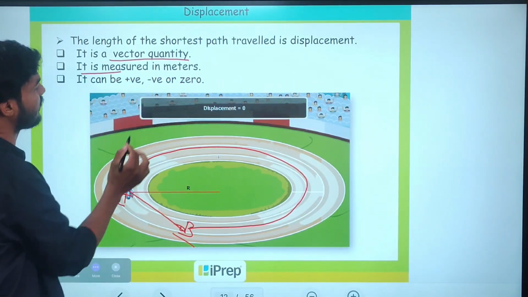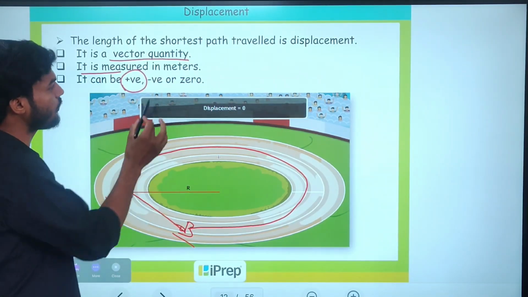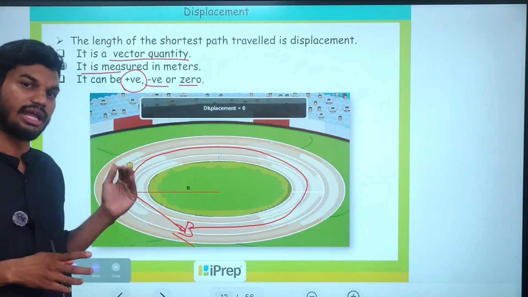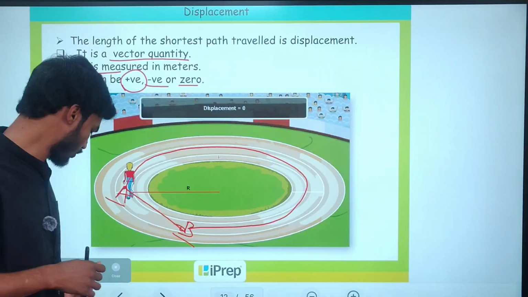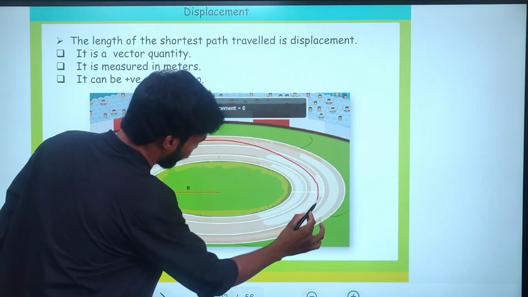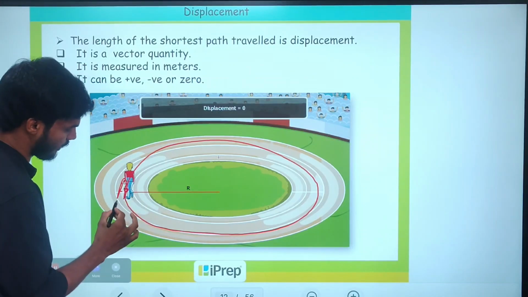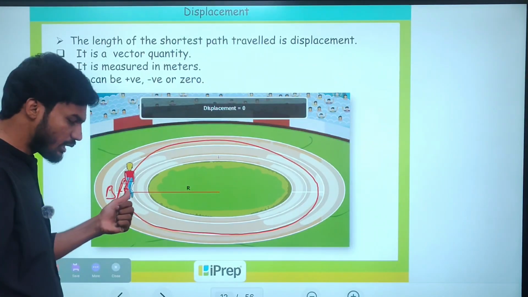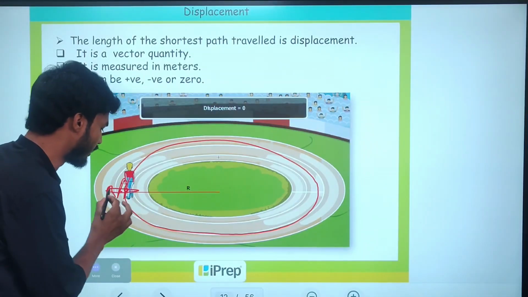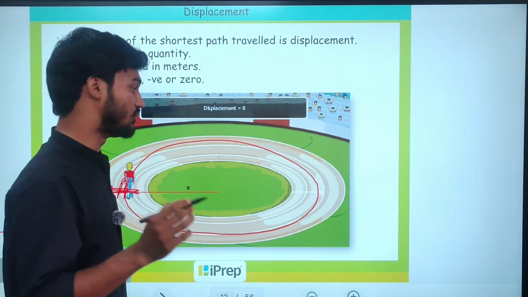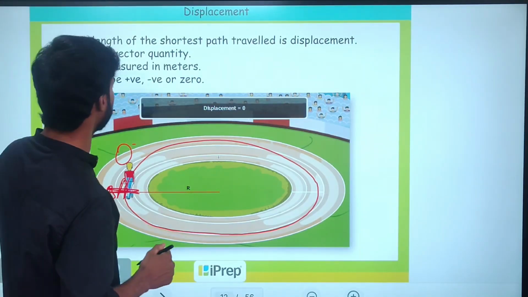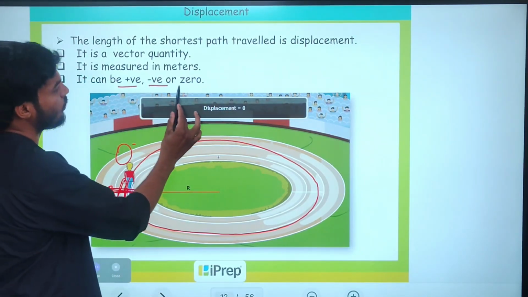It is measured in meters. The values may be positive, negative or zero. For example, imagine a boy started from point A, circled, and ends at the same point itself. So the initial position, the starting position, and the ending position are at the same place. Then the displacement is zero. So the displacement may be positive, negative or zero.